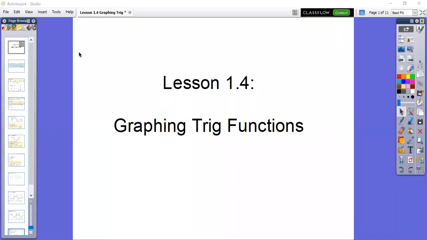All right, guys, so lesson 1.4, graphing trig functions. Today's lesson is more about the properties of the graphs, and then in class, we're going to get to actually drawing the graphs. So let's get cooking. Let's talk about graphing trig functions.